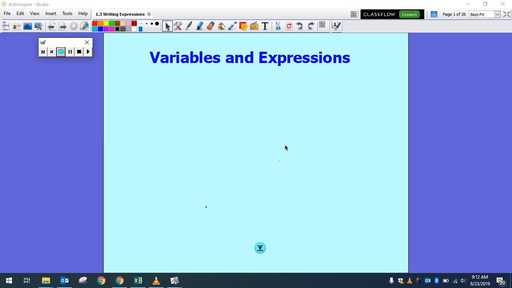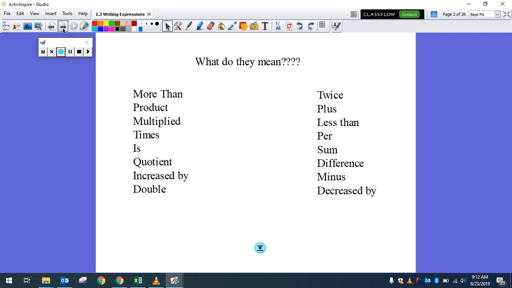All right, so this lesson is on variables and expressions. Let's look through this list. We're going to go through what each of these words or phrases mean to do in terms of, is it add, subtract, multiply, or divide. As I'm going through these, if there are any that you don't know, you need to write them down, okay? And you can pause it as I'm doing it so that I don't get too far ahead of you, okay? So again, any that you don't know, you need to pause it and write them in your notebook because you're going to see them on your worksheet and on your test.